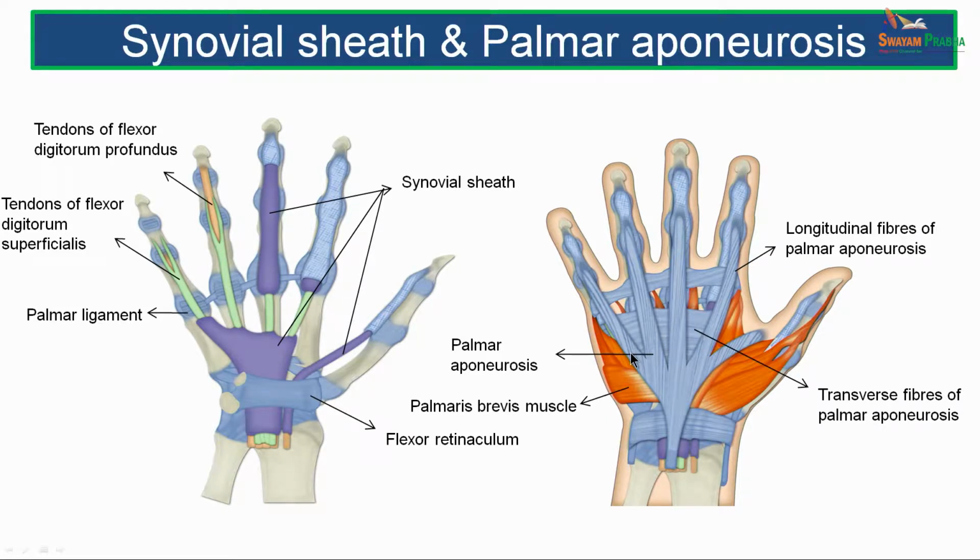Deep to the palmar aponeurosis, we see the long flexor tendons surrounded by the synovial sheaths. What is seen here are the synovial sheaths covering the long flexor tendons. What we see here is the tendon of the flexor digitorum superficialis, and deep to it lies the tendon of the flexor digitorum profundus. Both these tendons, which go towards individual digits, are covered by synovial sheath, and the synovial sheath in turn is covered by the fibrous digital sheath.